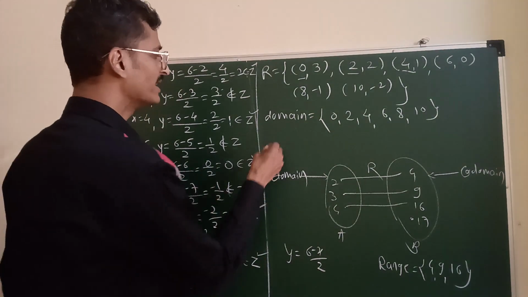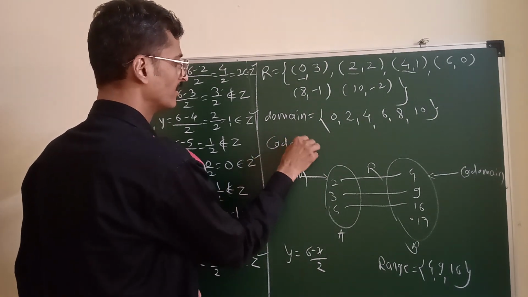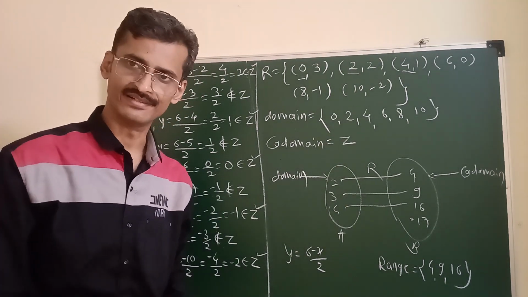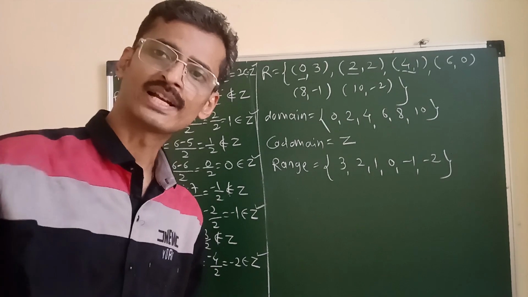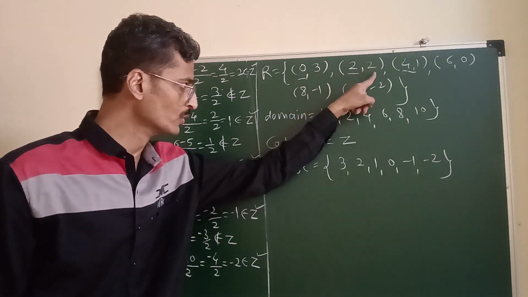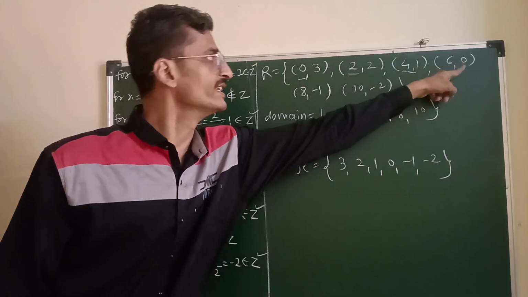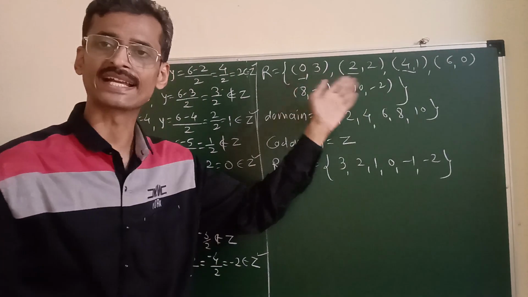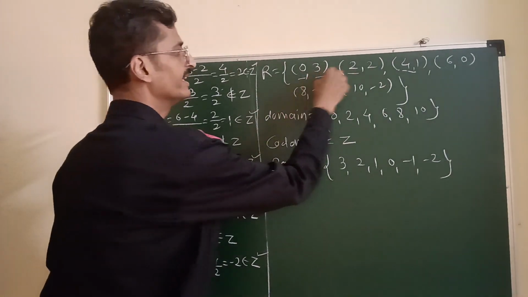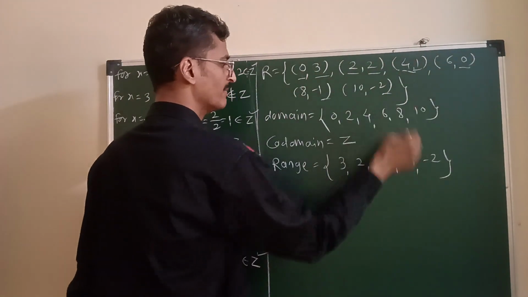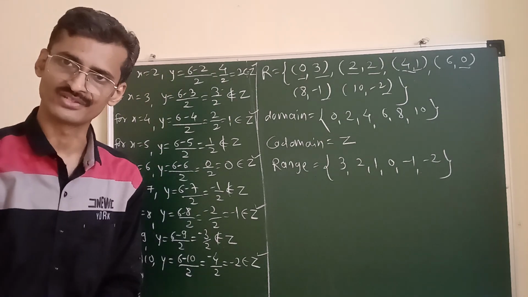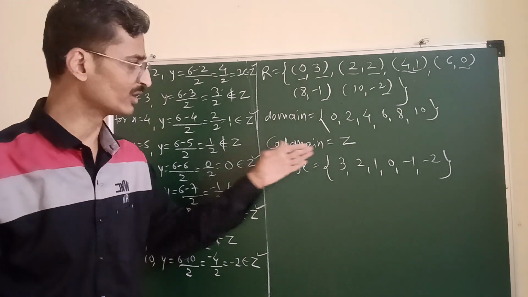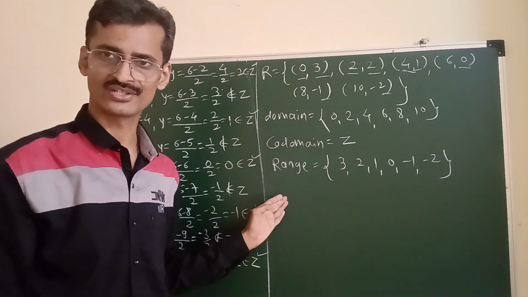So here, what is the codomain? The codomain is the integers, the given set Z. Now write the range. Write the images, that is 3, 2, 1, 0, minus 1 and minus 2. Collection of images. That is the second part, the y part. So 3, 2, 1, 0, -1, -2 is our range. So this is our domain. The codomain is the set of integers, and this is the range.